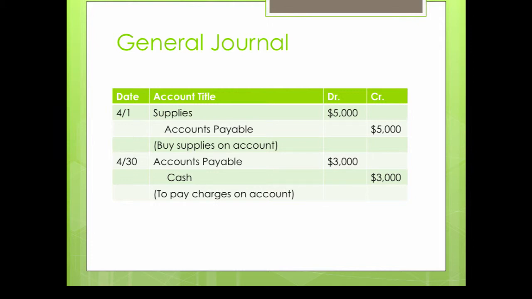Now, on April 30th, you decided to pay the credit card balance by $3,000. So you paid it in cash. So these are the two accounts that are affected. You debit accounts payable for $3,000, and you credit cash for $3,000. And that's to pay charges on account. And you continue that with the journal. Every time there's a transaction, you record it in one journal in chronological order, remember.